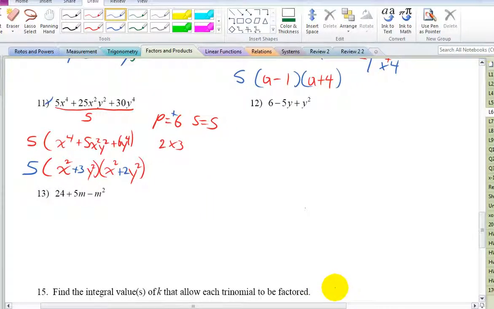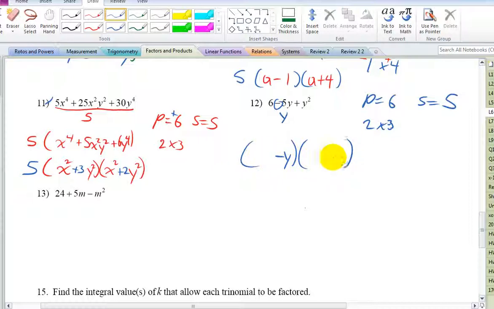Okay, now we have 2 that are backwards. So 12 and 13 are written backwards. That's okay though. The product is still 6. The sum, ignore it. Let's just say it's 5. Okay. So what numbers multiply to 6 and add to 5? 2 and 3. So what's weird about this is the negative sign comes from the y's. So what we have here is negative y times negative y. That's how we're getting that negative sign in the middle.